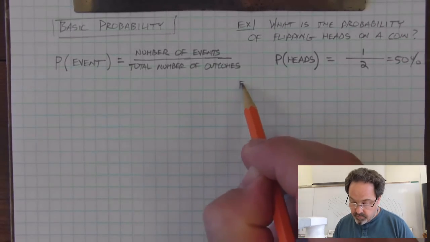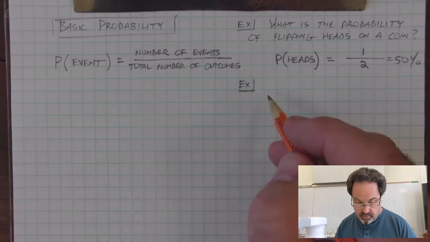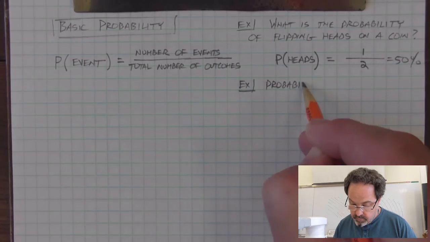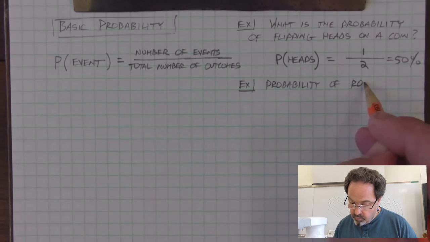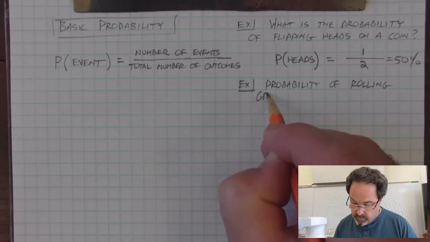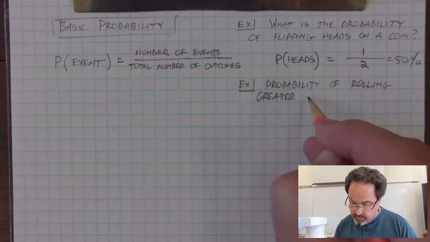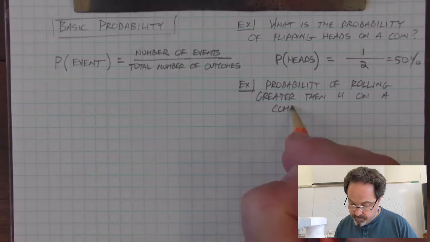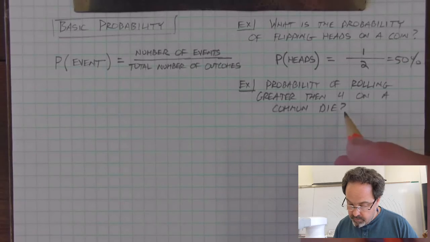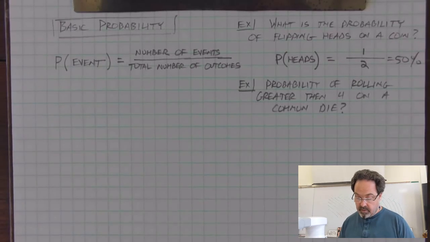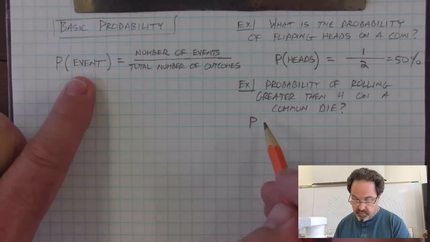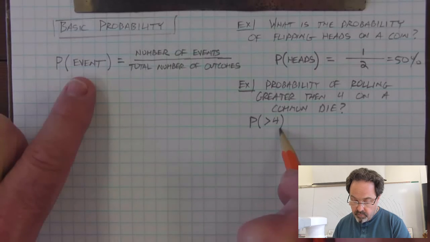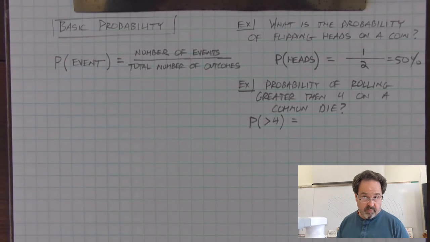Let's ask another probability question. What is the probability of rolling greater than 4 on a common die? A common die is a 6-sided die. So with our notation, we could ask the question this way. What is the probability P of getting greater than 4 when we roll a common 6-sided die?